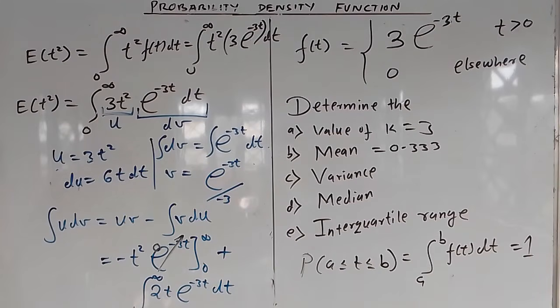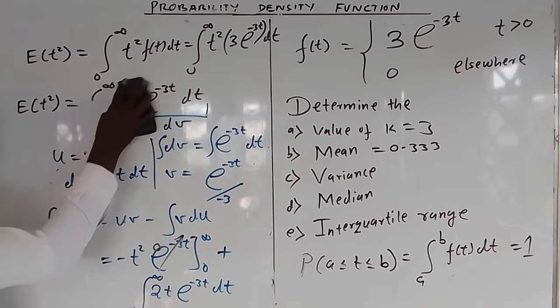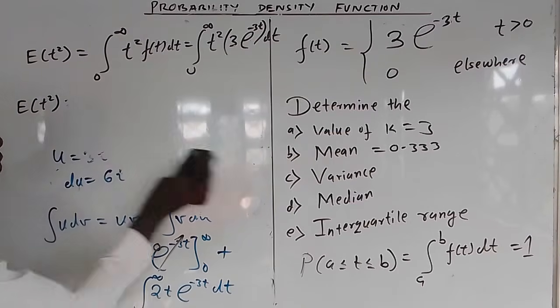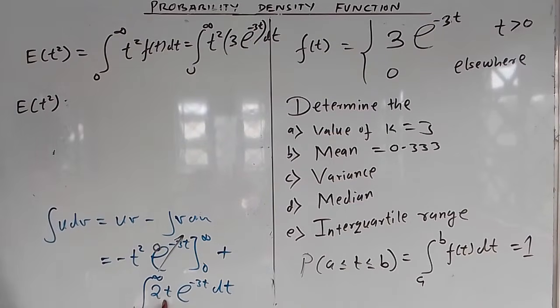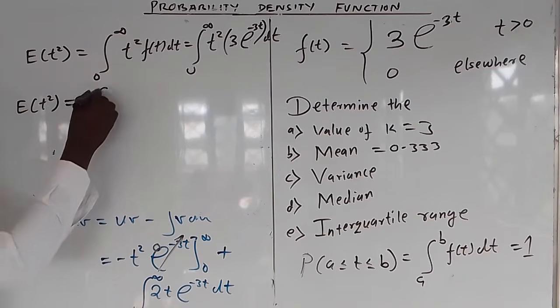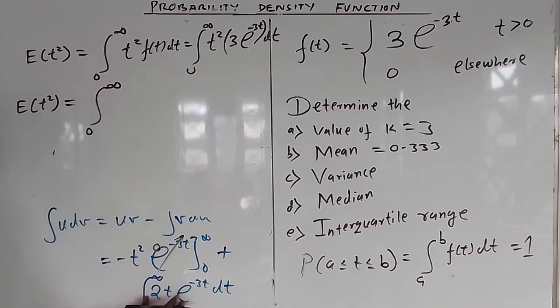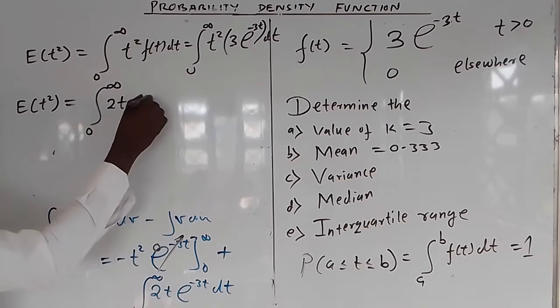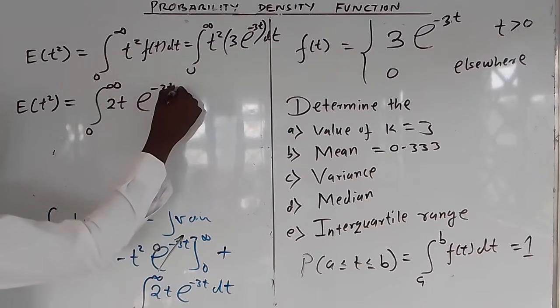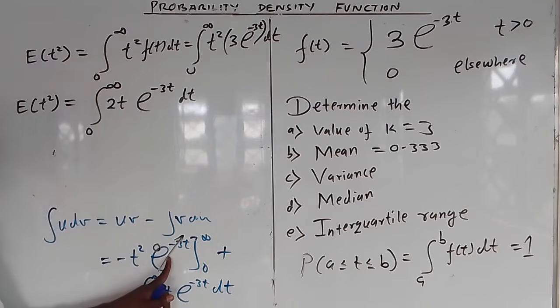So take that one back, take it here. So what is now your expected value of t? What are we left with? We are only left with this part, because this first part has gone to 0, isn't it? We are now left with the integral, integrating from 0 to infinity of what? 2t exponential negative 3t dt, because the first part here has gone to 0. Is that okay? So this is now what we are dealing with.